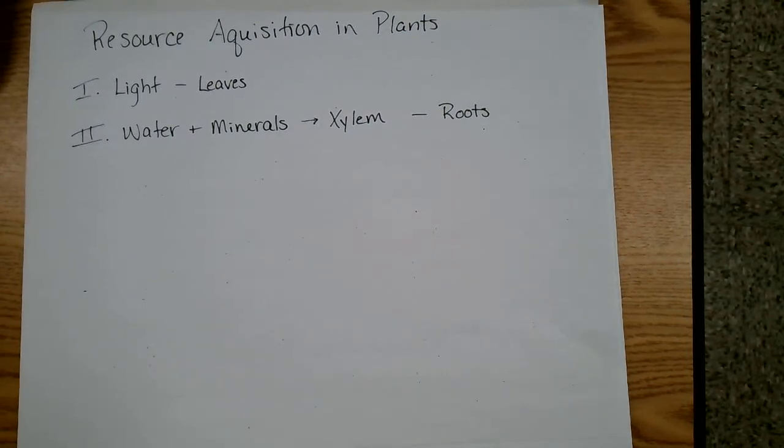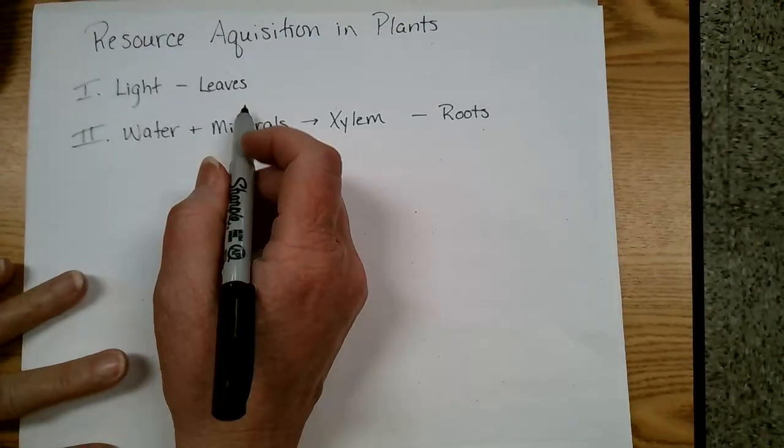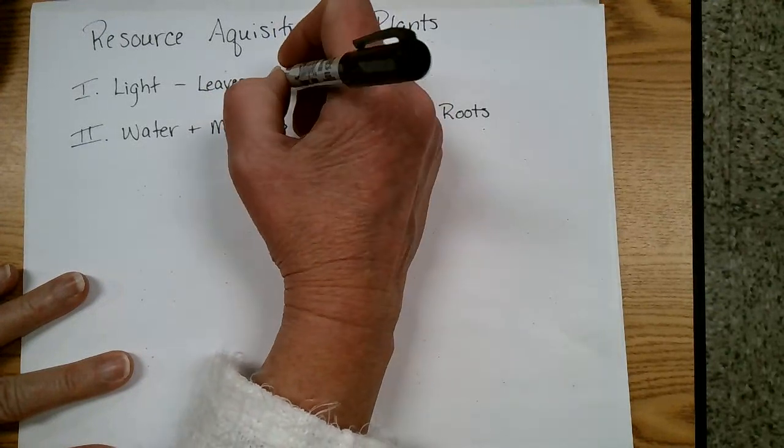Hey kids, we're going to sum up this unit now on transport. We've talked about a lot of things here, from passive transport to active transport, and we've talked about even the plant kingdom. But we're going to sum up some of that transport in resource acquisition in plants. Now, plants need basically two things: water and sunlight. Sunlight, we're going to take care of in our energy unit. We're going to go into more detail with the leaves.